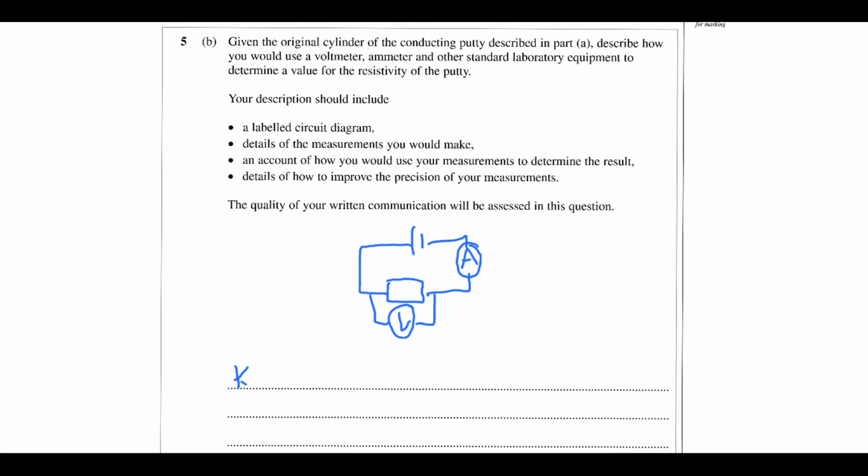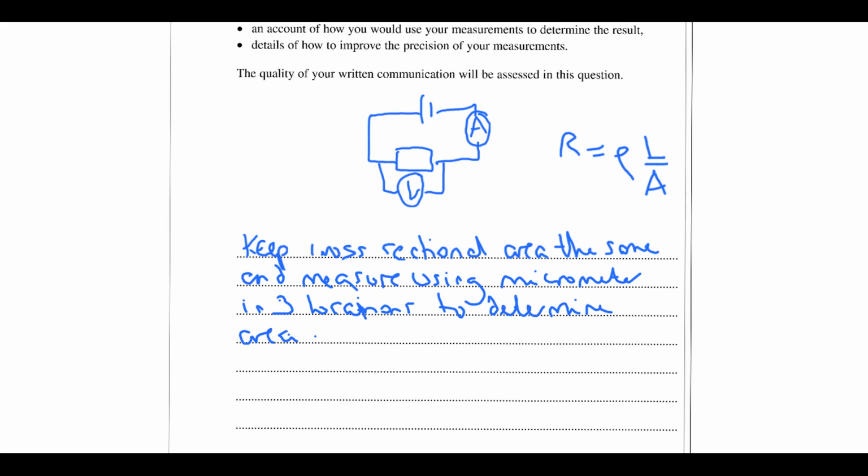So what we're going to do is keep one part of the resistivity equation the same. This is the general equation we're dealing with. We need to keep one of length or area the same, change the other one and see its effect on resistance. That will help us get resistivity. So I'm going to keep the cross-sectional area the same, and we're going to measure it using a micrometer, in 3 locations, and that will allow us to determine what the area is.